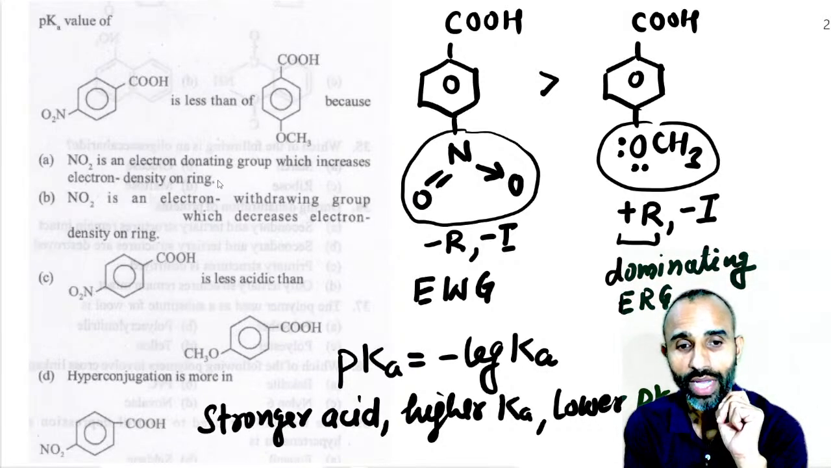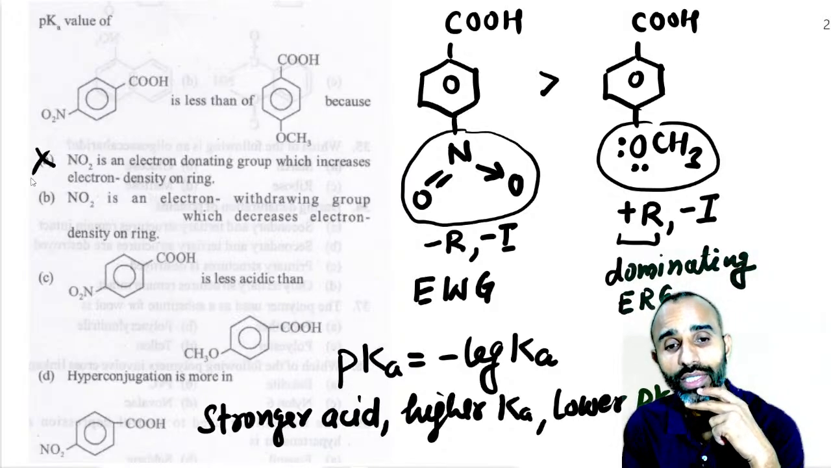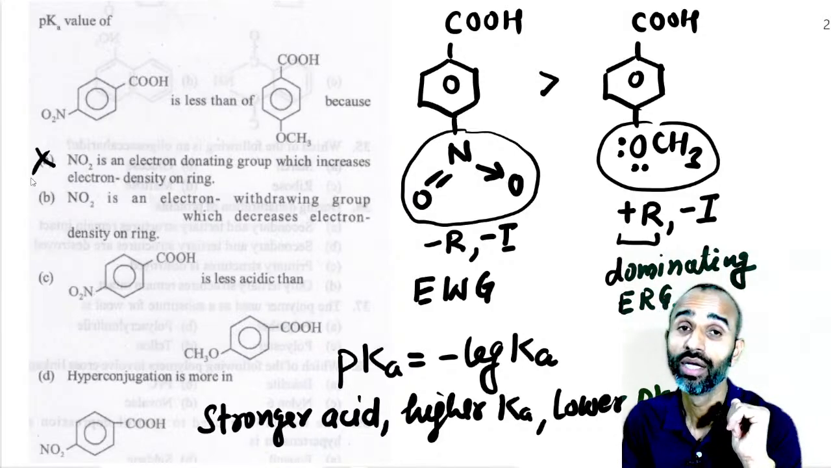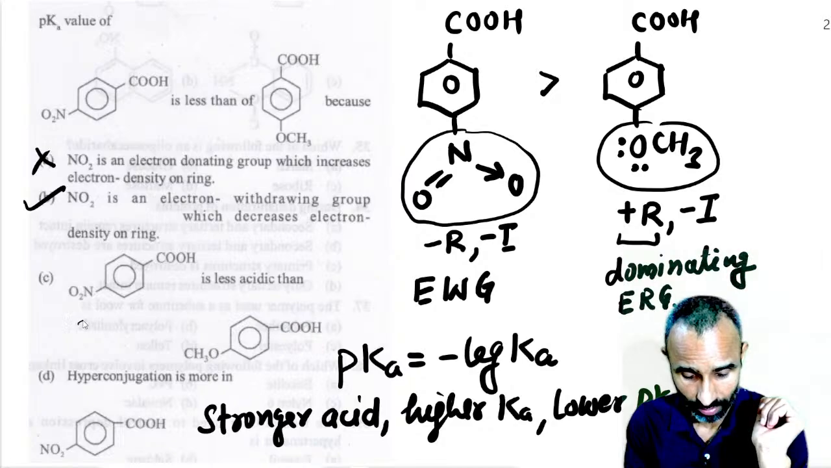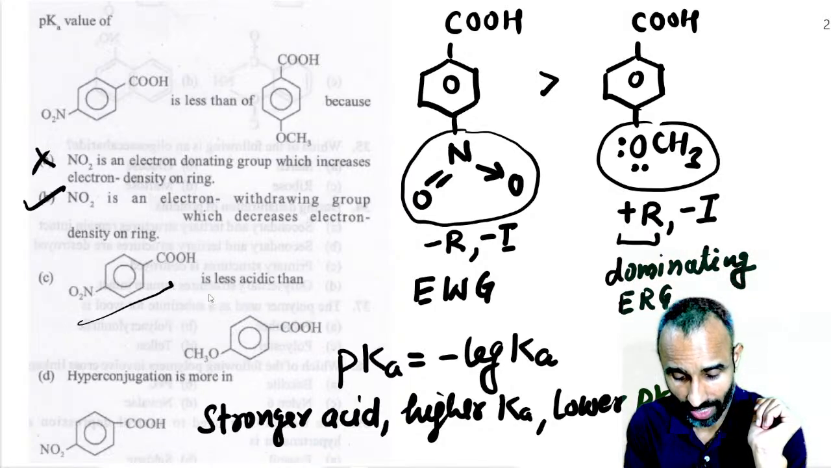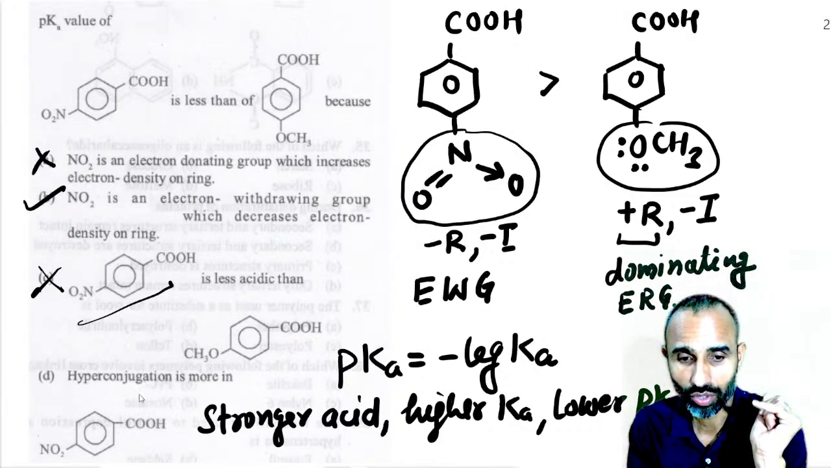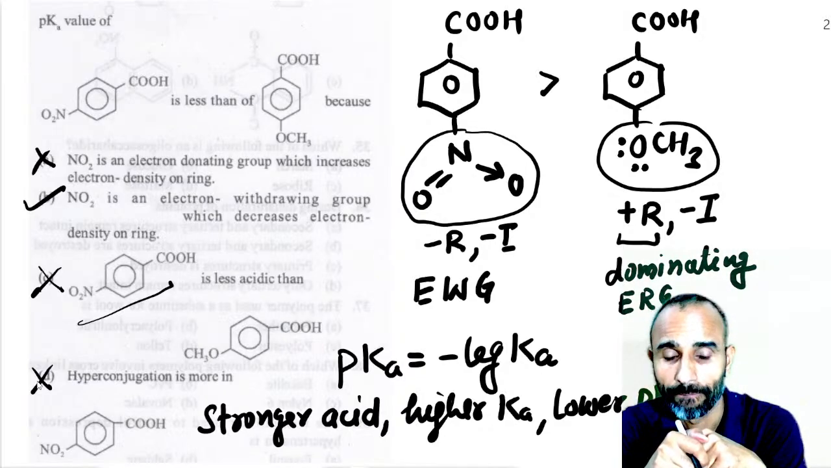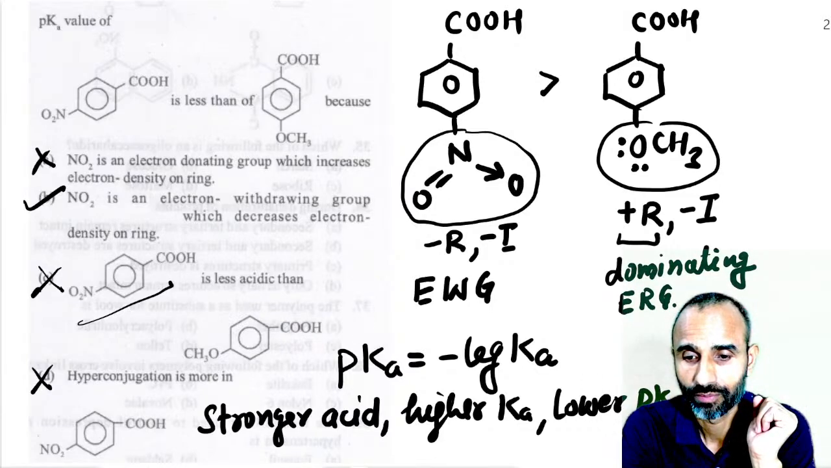So the NO2 group, first it is written electron donating group. It's wrong. NO2 group is an electron withdrawing group, which decreases the electron density on the ring. Para-nitrobenzoic acid is less acidic. Wrong, it is more acidic. Hyperconjugation is more? There is no hyperconjugation. There is resonance. Okay, so option B is correct.